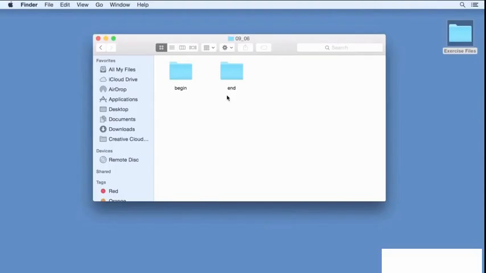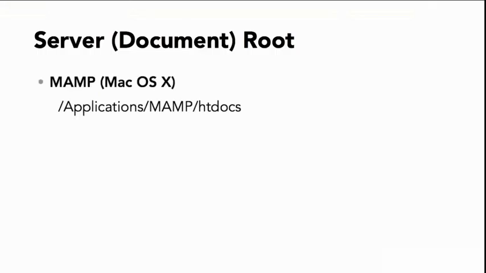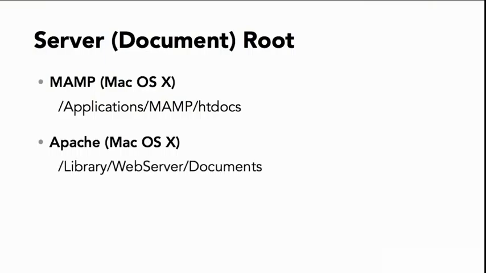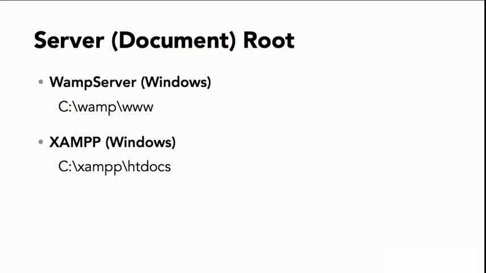PHP files need to be processed by a web server, so you need to copy all of the exercise files to your testing server root. The location of your server or document root depends on your testing environment. In MAMP on Mac OS X, it's at Applications, MAMP, htdocs. If you're using the built-in version of Apache on Mac OS X, it's at Library, Web Server, Documents. In WAMP Server, it's on your C drive at WAMP www. And in XAMPP on Windows, it's on your C drive at XAMPP htdocs.